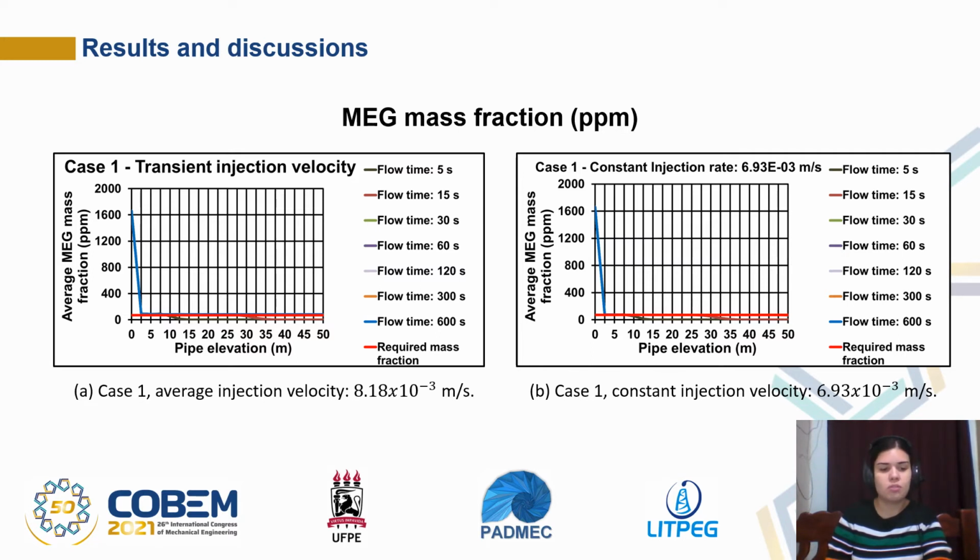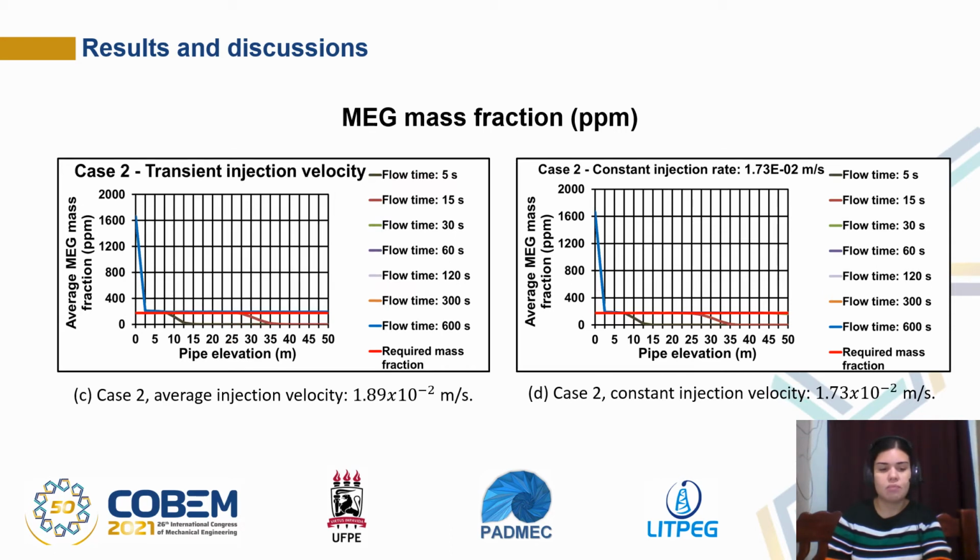It is possible to verify that the flow reaches the steady state from 60 seconds. In all cases, it is observed that the average mass fraction is always higher than or equal to the required mass fraction from this time value.